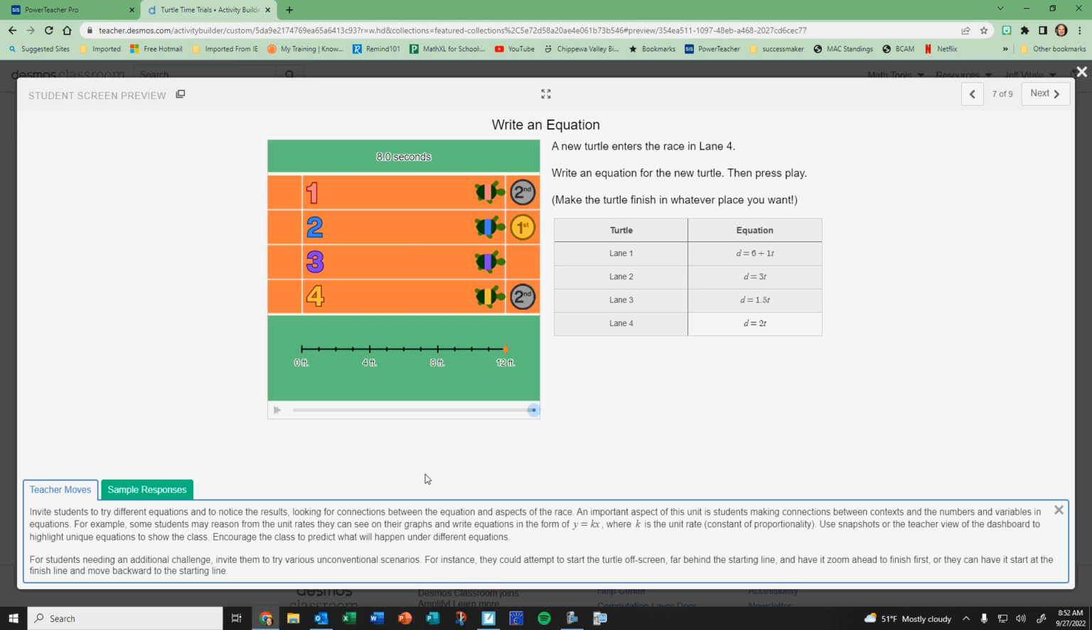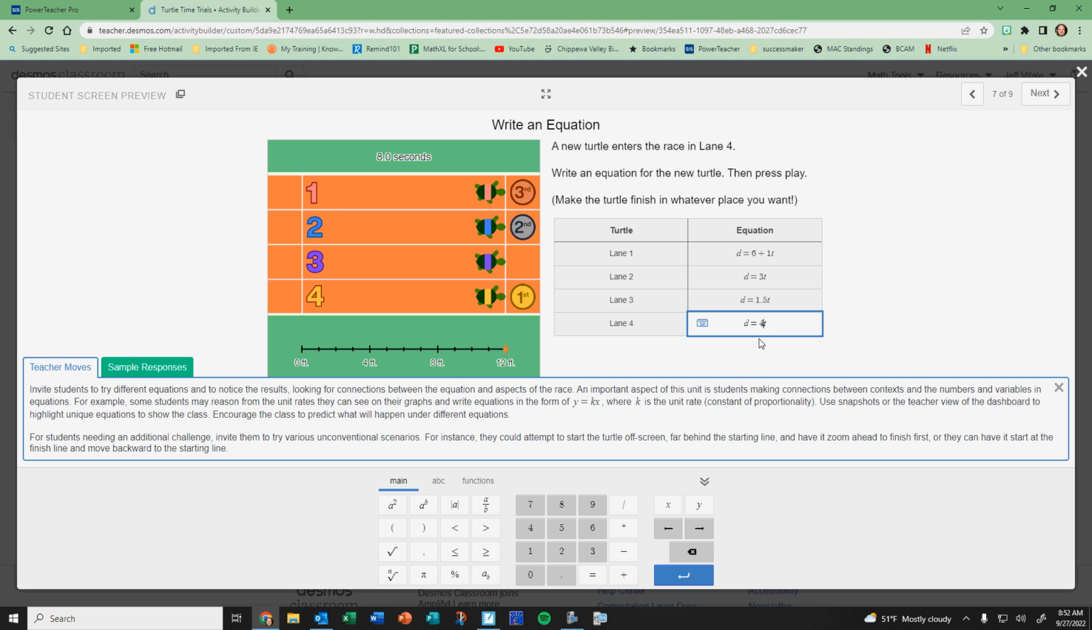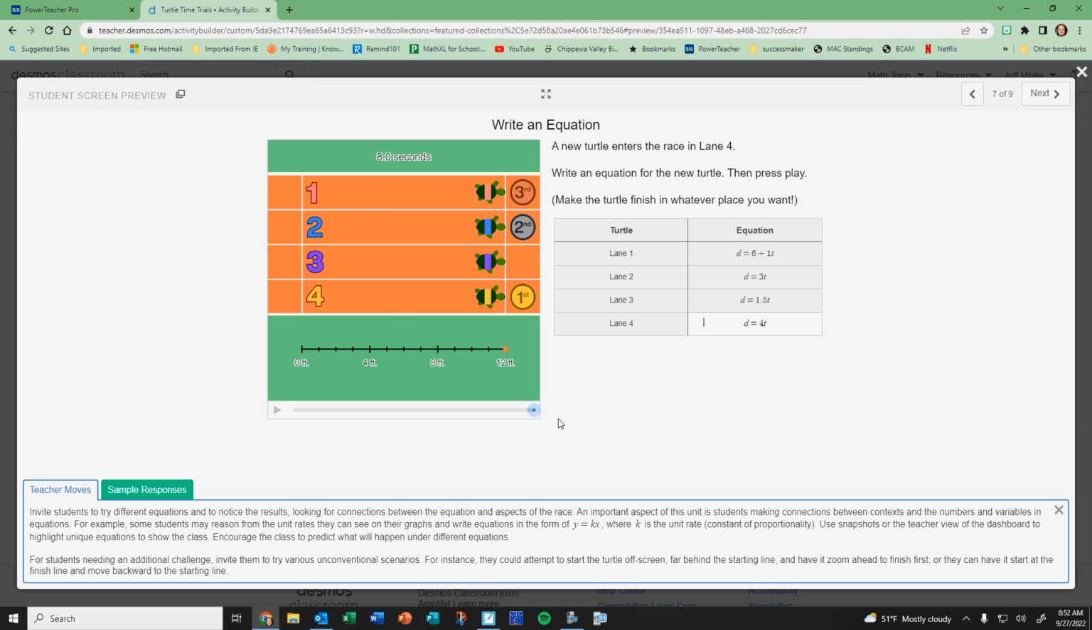Now, we can manipulate that. We can make the equation, what if I did 4t? What do you think is going to happen now? Who do you think is going to win? Lane 4? Look how fast he goes. Because we increase its speed.